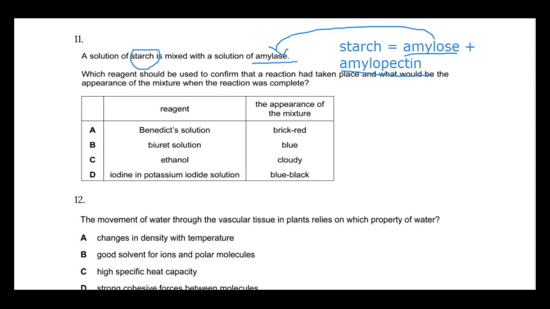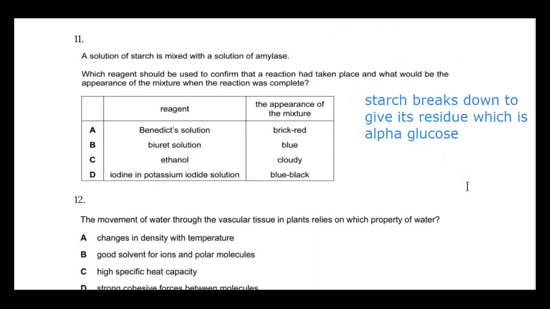So our question is, which reagent should be used to confirm that a reaction has taken place, and what would be the appearance of the mixture when the reaction was complete? So the reaction here is amylase breaking down starch. So starch breaks down to give its residue, which is alpha glucose. Let's check out the options.